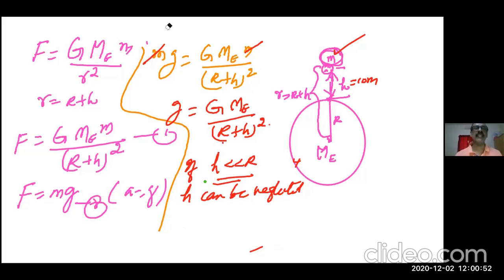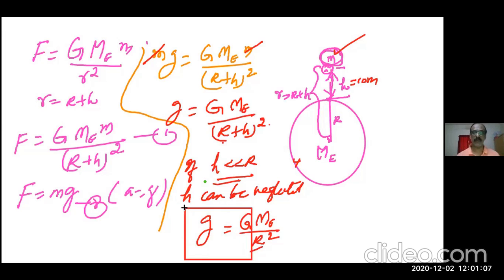So if h is very, very smaller than r, then h can be neglected. Then the formula can be written as g is equal to GM e divided by R squared. This is a formula we commonly use everywhere. Sir, here R is equal to big R plus H. How did you make that? Can you say again? R plus H. This one.